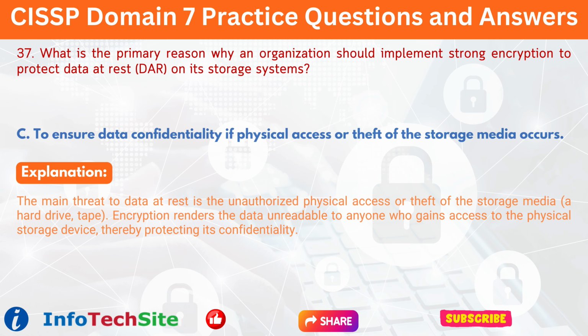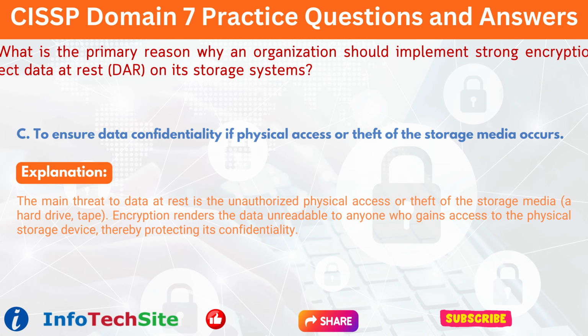The correct answer is C. To ensure data confidentiality if physical access or theft of the storage media occurs. Explanation. The main threat to data at rest is the unauthorized physical access or theft of the storage media, a hard drive, tape. Encryption renders the data unreadable to anyone who gains access to the physical storage device, thereby protecting its confidentiality.